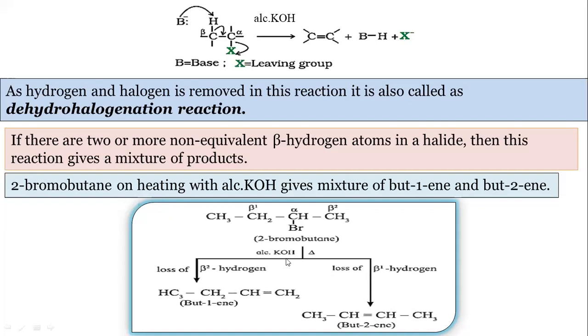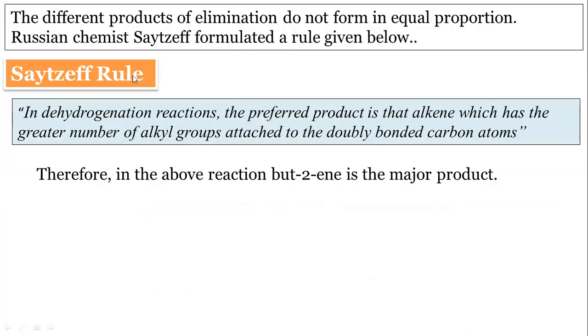Major and minor products will appear when there are two beta hydrogens. If two beta hydrogens are not there, we will get only one product and that is major. When we have to apply Saytzeff's rule, don't get confused between Markovnikov's rule and Saytzeff's rule. Markovnikov's rule is applicable when the reaction is an addition reaction, an unsymmetrical alkene is there and an unsymmetrical reagent is there.